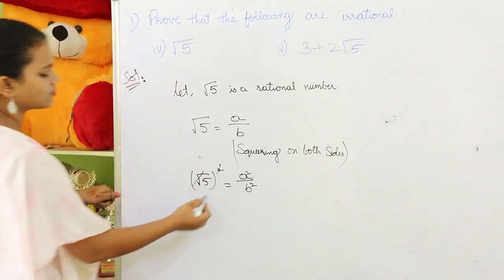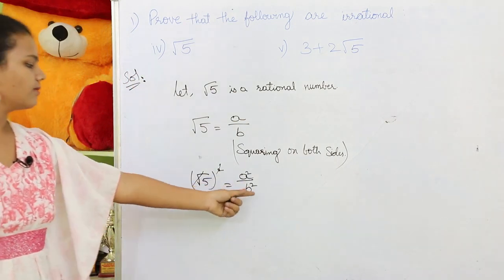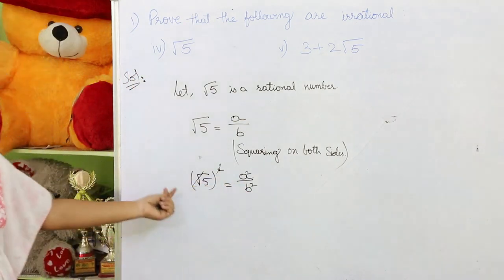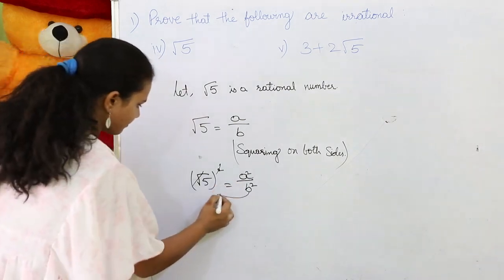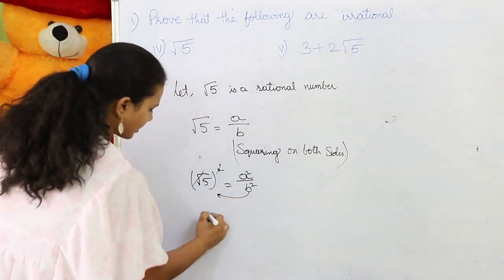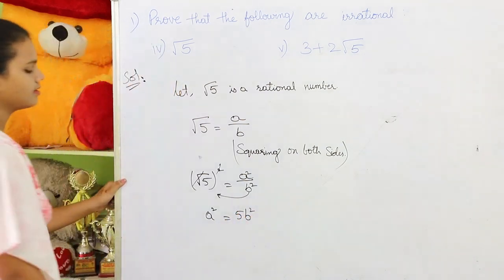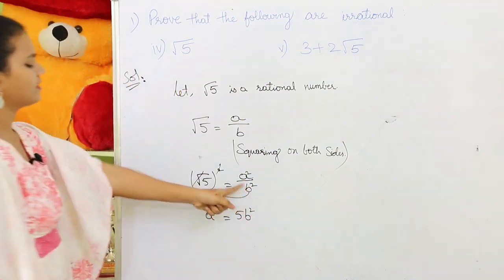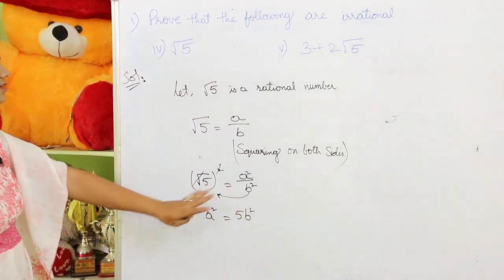Now transpose this b square to the other side. When we transpose this b square to the other side, it becomes multiplied. Then a square equals 5b square. Clear? A square equals 5b square, because I have transposed it over here.